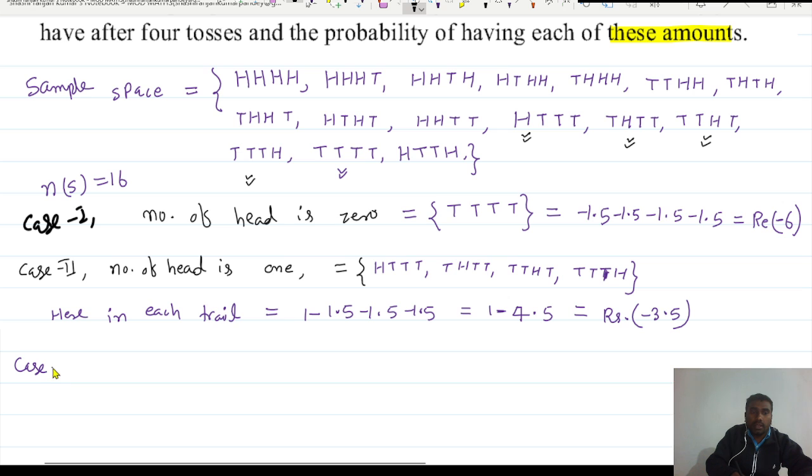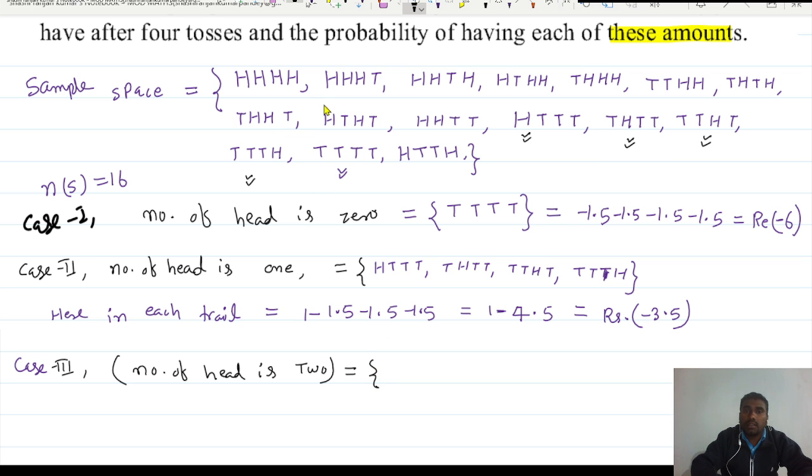Case number 3, when the number of heads in outcomes is 2. If we are getting 2 heads in our outcomes, so what is the situation here? 2 heads you are getting, right? So let us first of all see the cases here. How many cases are there in which 2 heads are there?